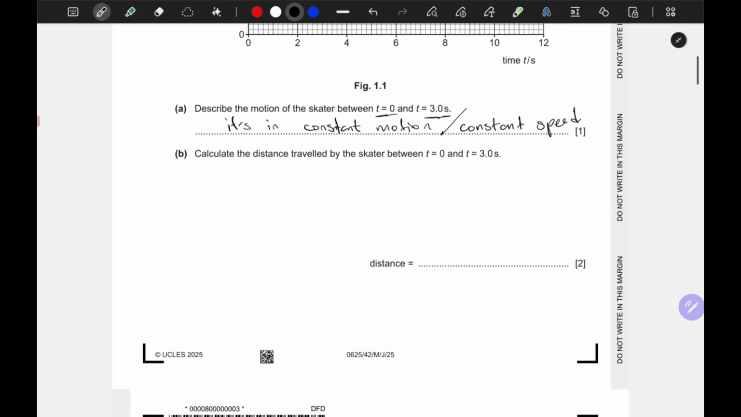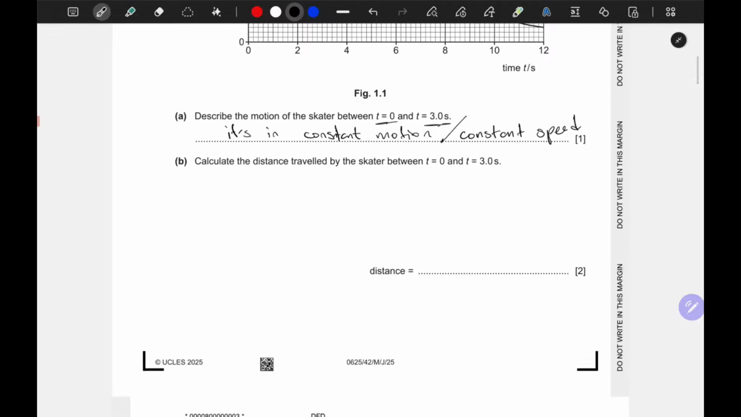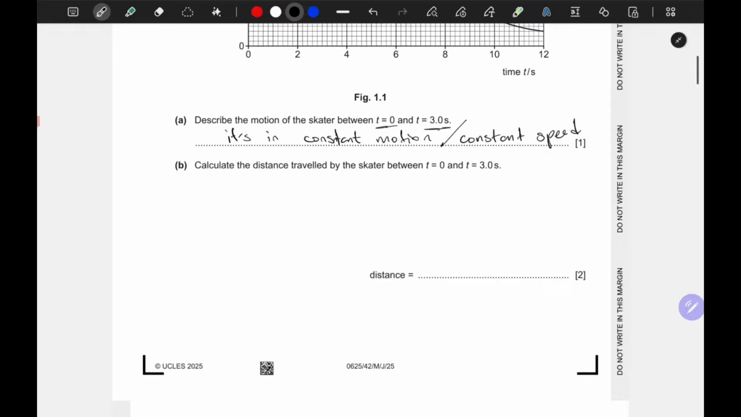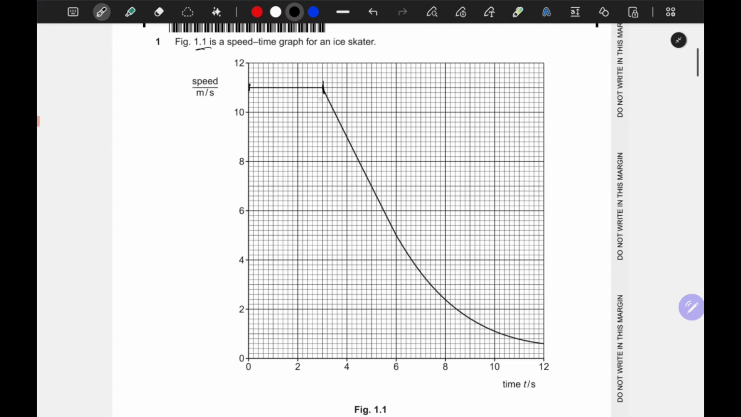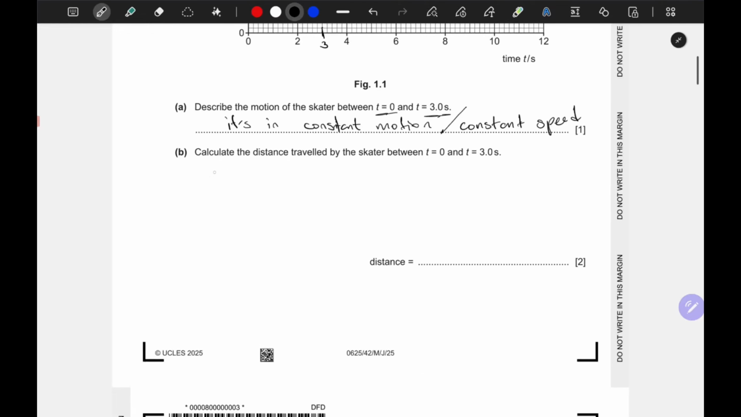Let's move on to B. Calculate the distance traveled by the skater between time 0 and time equals 3 seconds. So distance. Distance is always the area under the graph. So between time 0 and time 3, if we do this, it's going to be a rectangle. So area is going to be base times height.